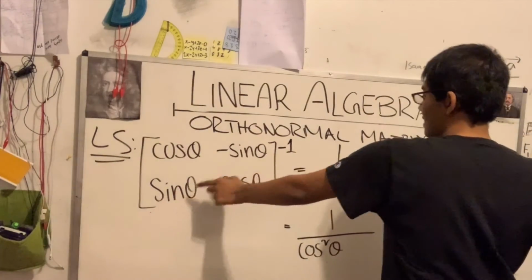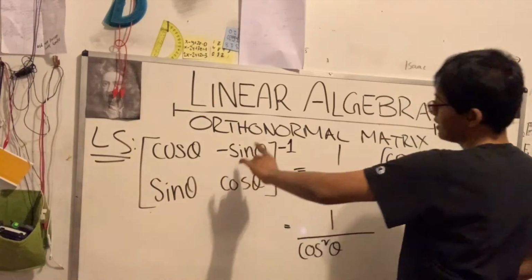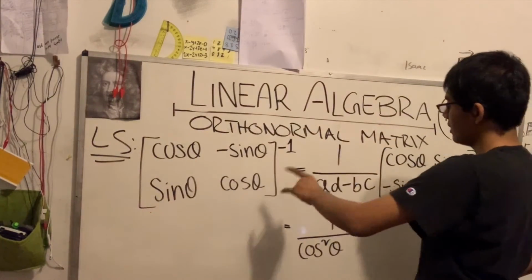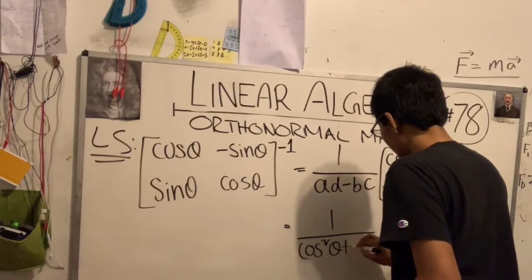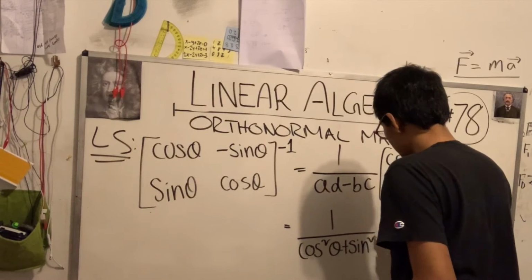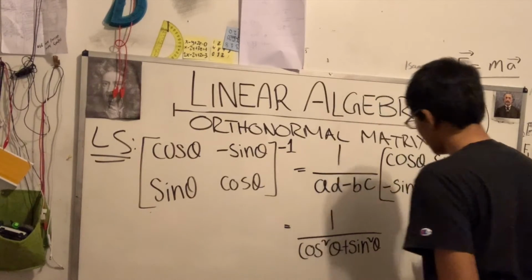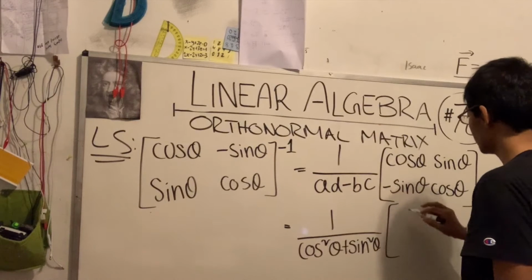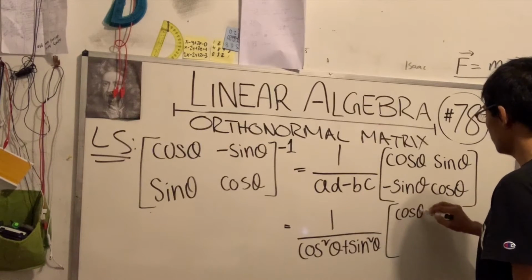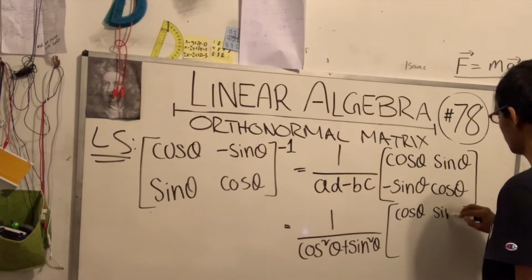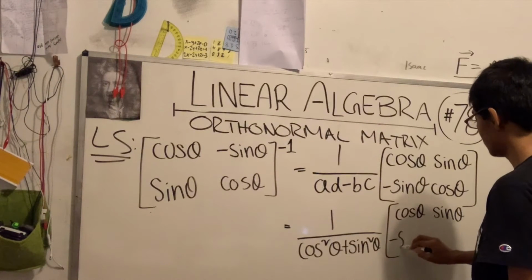What's BC? BC is going to be negative sine theta, sine theta. So it's going to give me negative sine squared theta, and then I'm subtracting it, so I'm going to have a plus sign. So plus sine squared theta. And of course all of this is going to be multiplied by the original two-dimensional rotational matrix.